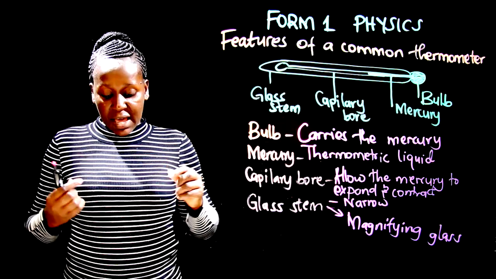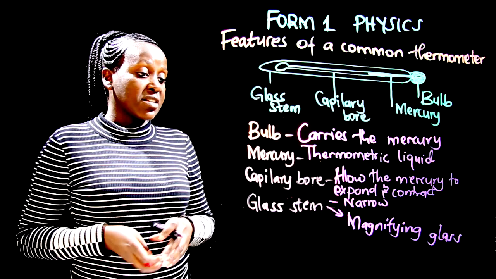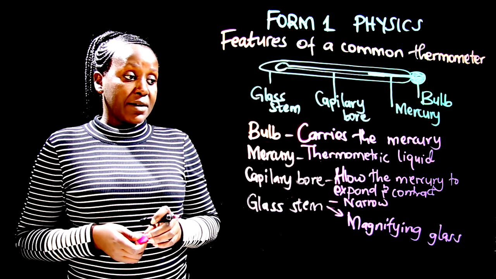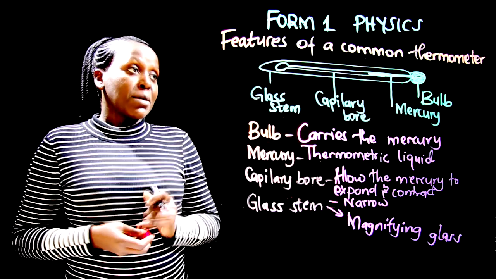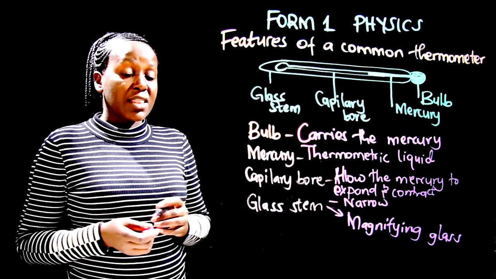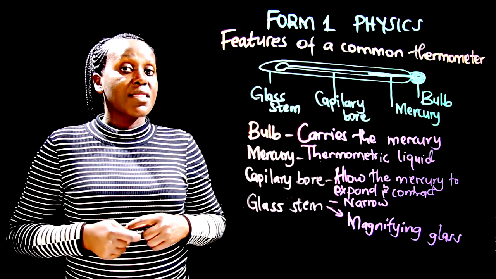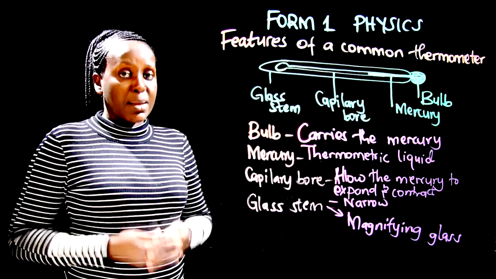So the glass stem acts as a magnifying glass so that it is easy for the scale to be read. Okay? Now, these are the features of a common thermometer, and it is used in the laboratory. But we have another thermometer that is used in the hospitals, and it is known as a clinical thermometer.